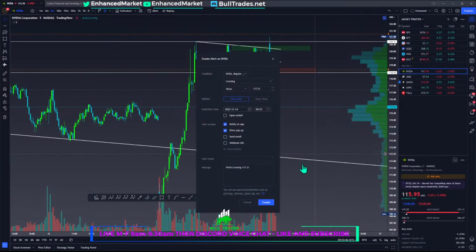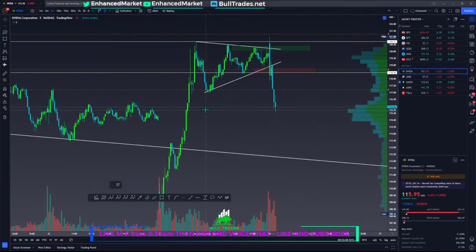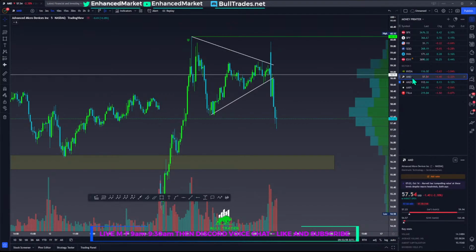I'm going to start to set alerts. I'm setting an alert here because if we test this level again, SPX and SPY and all that is going to start to move back up.